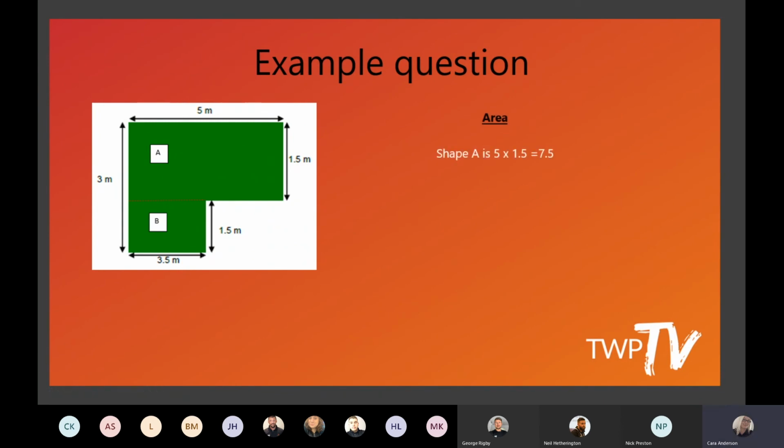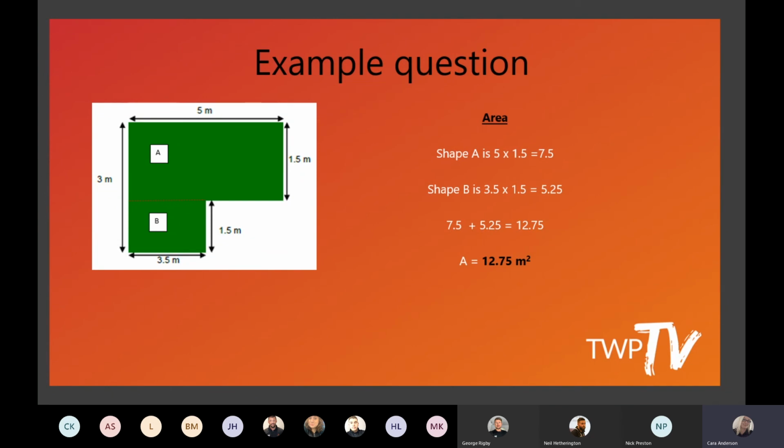First of all, work out the area of shape A. I can see from the diagram that it's 5 in length and 1.5 in width, which gives me 7.5. I then do the same for shape B, which gives an answer of 5.25. Simply add them together, and that gives me the total area of that shape, 12.75 meters.